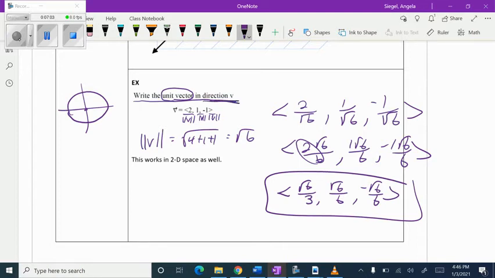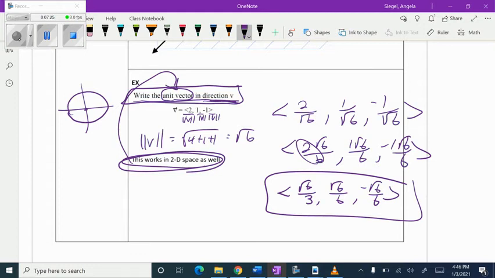Basically, I just wanted you to be clear on the directions because I think this is kind of weird, but all you're doing is finding that unit vector that technically is in the same direction as your original vector. And you're going to see this on your test in 2D as well. So just know that you're finding the unit vector. That's all you're doing.